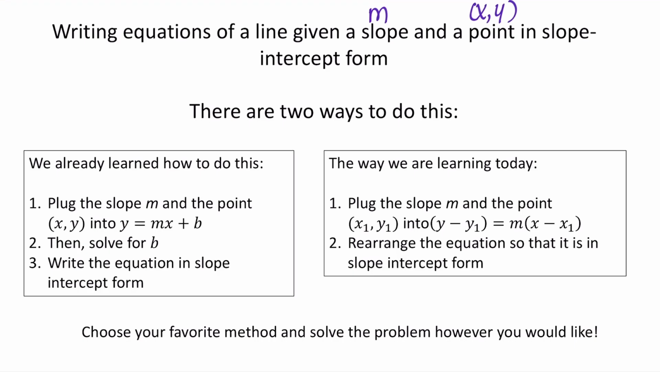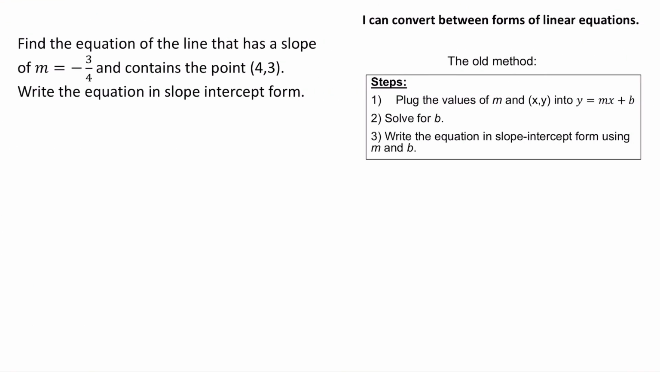You can also do this the way we're learning today. You can plug the slope and the point into point-slope form and then rearrange the equation so that it is in slope-intercept form. Both ways of doing this are correct. You can pick your favorite method and just use that every time you need to solve this kind of problem. First, I'm going to show you this problem with the old method.